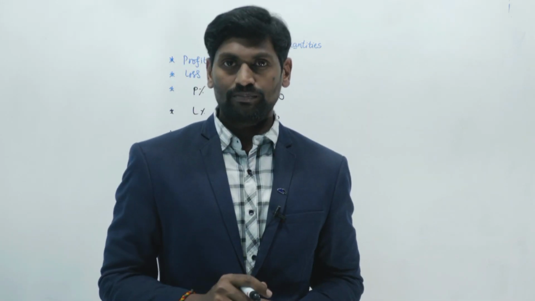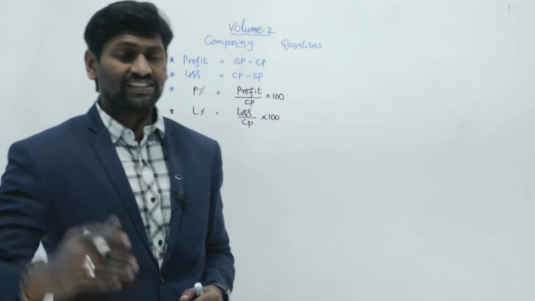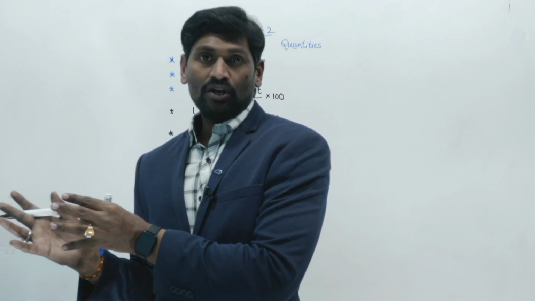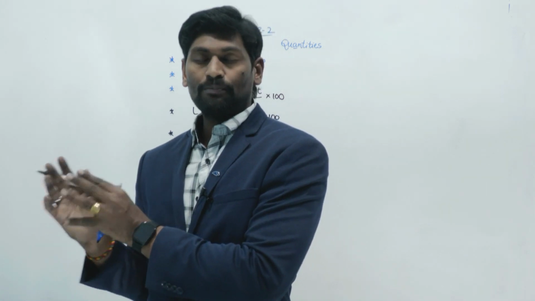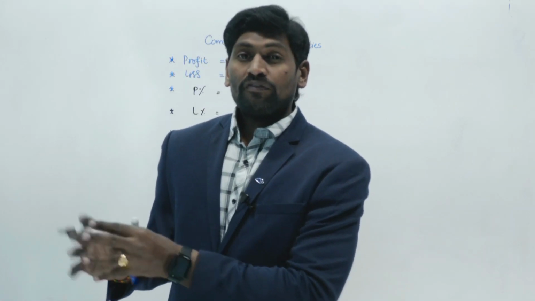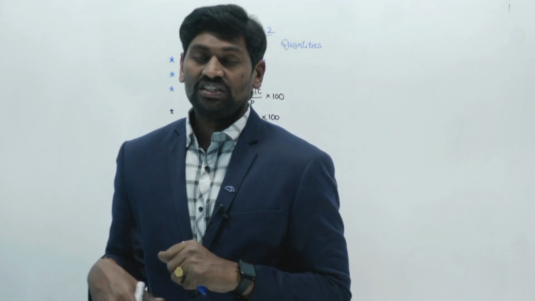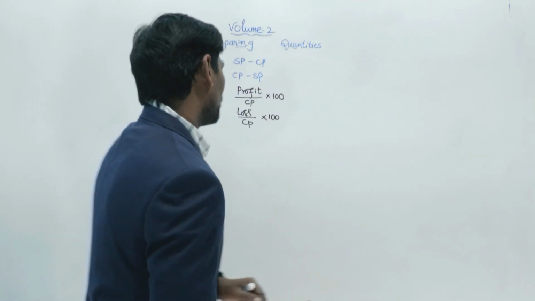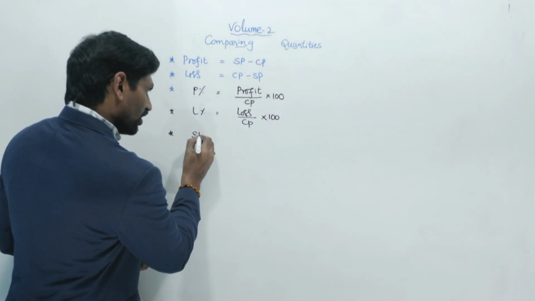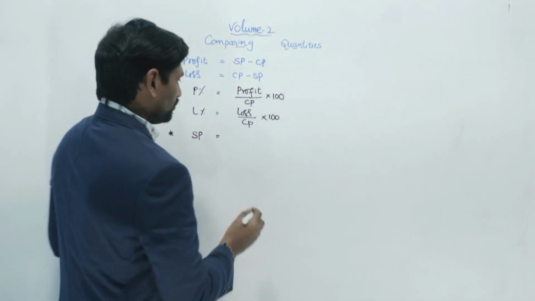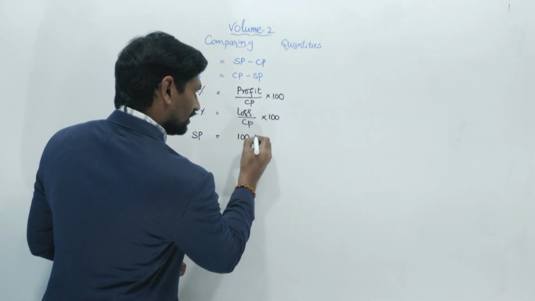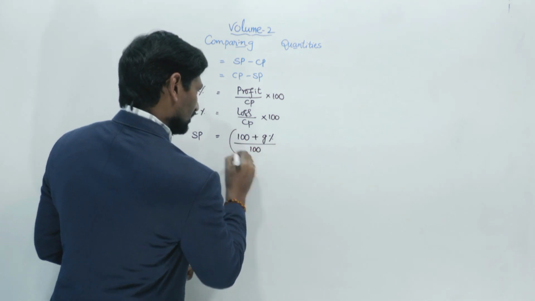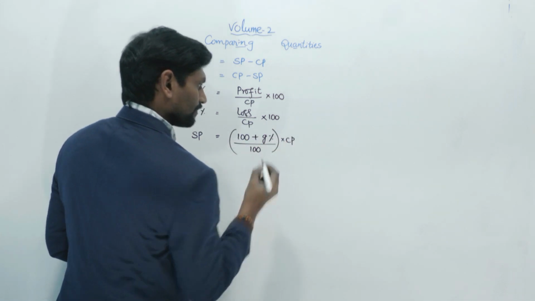Now let us discuss the cost price value or selling price value when we are given the profit percentage. For example, a person simply says that I got some money as profit in rupees, or the profit is given in percentages. How to find the selling price? In that situation, we should learn the formula for selling price equals (100 plus gain percent) by 100 into cost price.